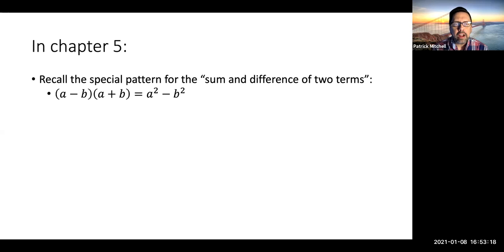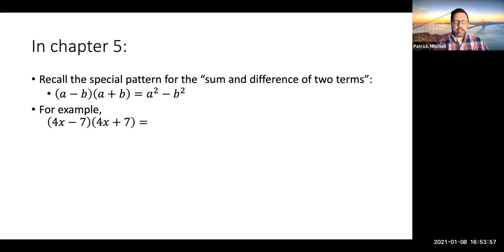Well, what happens when you try to FOIL that, I'm just going to try to talk you through it, hoping that you've seen it before, is that the first term comes out to a squared, the outer term comes out to plus ab, and the inner term comes out to minus ab. So those two terms cancel, and then the last term would be minus b times b, which is minus b squared. So normally when you multiply two binomials, you get a trinomial. But in this case, you get another binomial because, again, the outer and the inner cancel each other out.